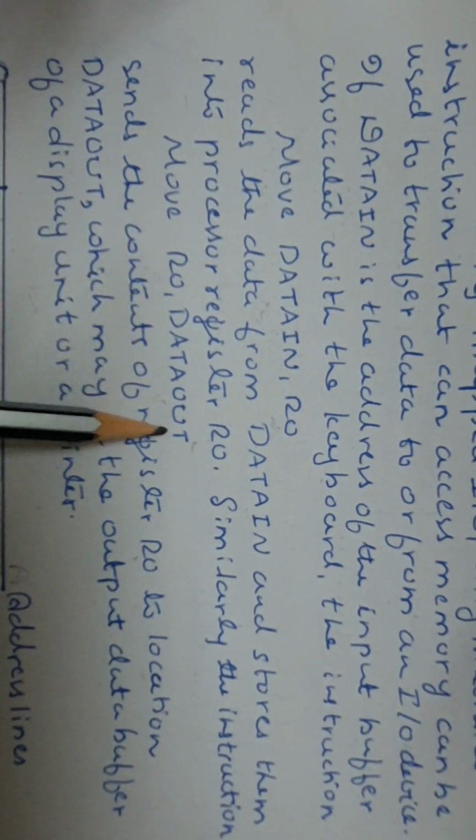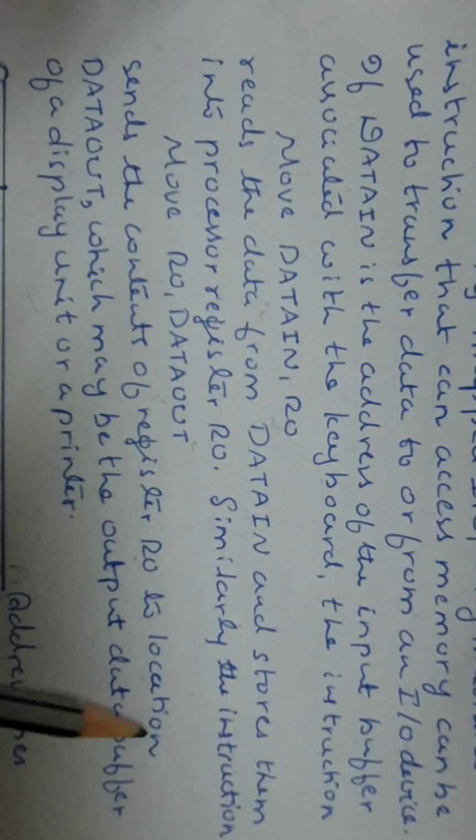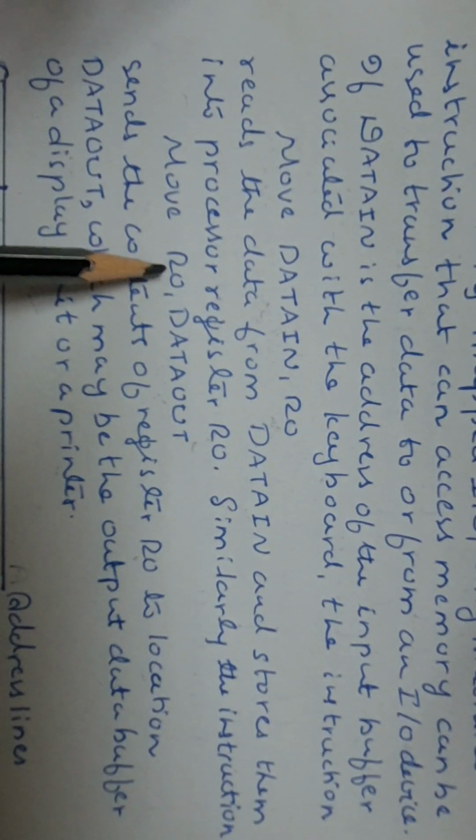Then some special kind of registers also. This is a general purpose register. Move R0, data out sends the contents of register R0 to location data out, which may be the output data buffer of a display unit or a printer. So buffer means memory. Okay, this memory corresponds to the display unit. The read character was kept in R0.